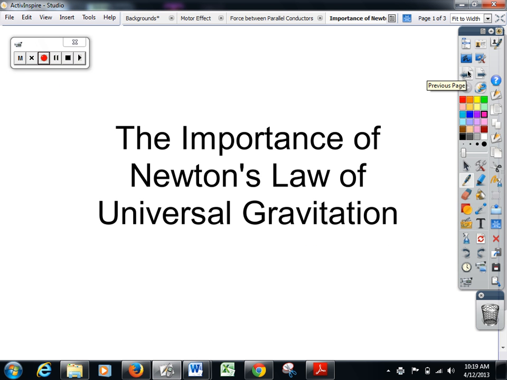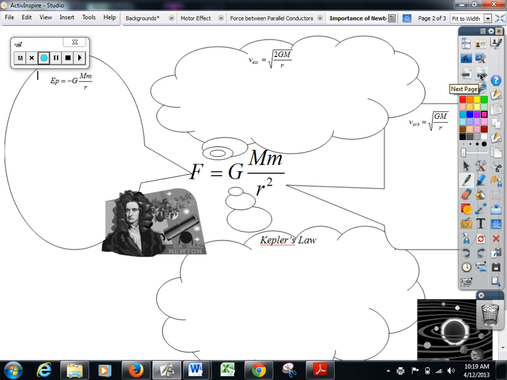Okay, we now move to the importance of Newton's law of universal gravitation. We started this journey into space a few months ago, and we firstly had a look at Newton's law. And as we've gone through, we discovered that Newton's law has been central to our understanding of most of how to get things into space.